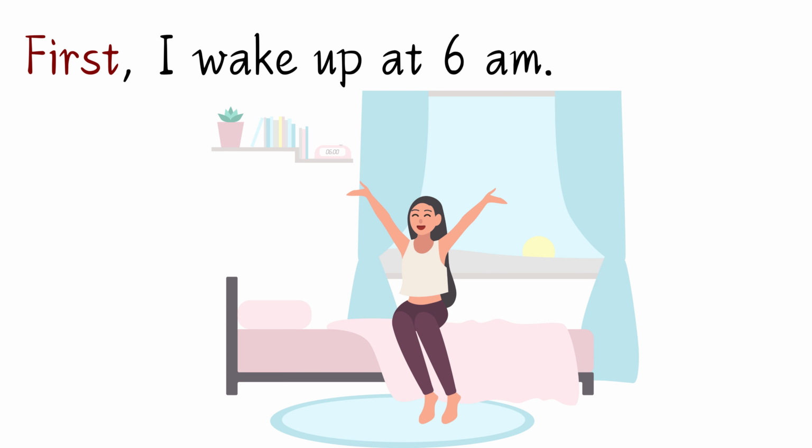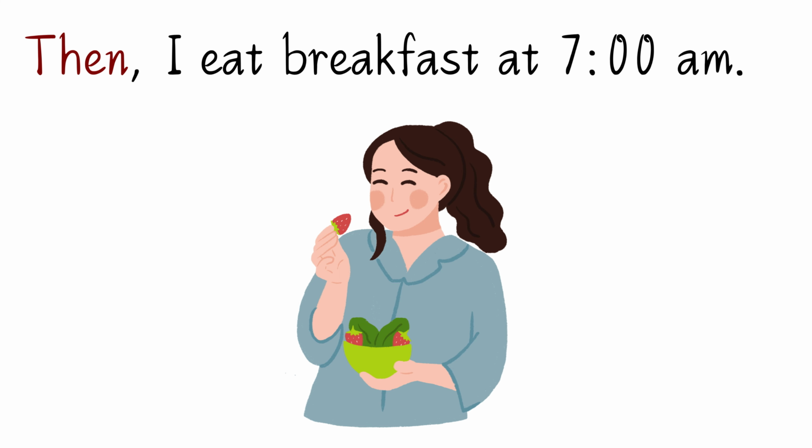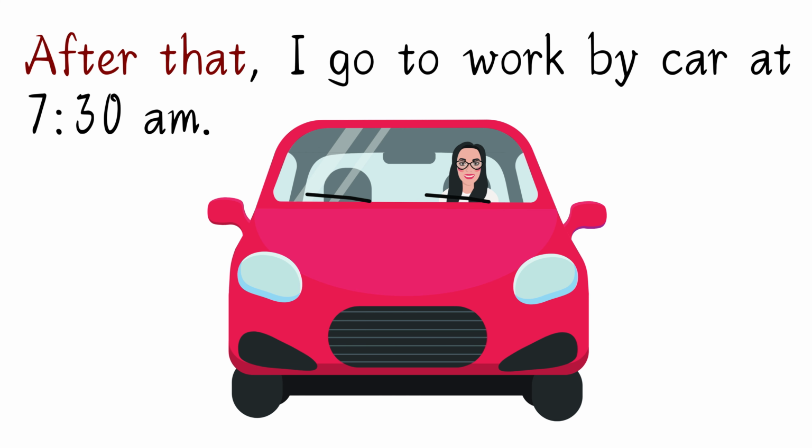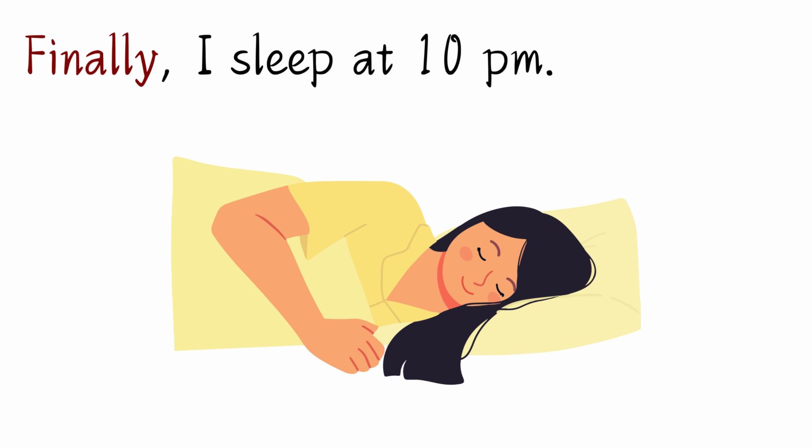First, I wake up at 6 a.m. Then, I eat breakfast at 7 a.m. After that, I go to work by car at 7:30 a.m. Next, I come home at 6 p.m. Finally, I sleep at 10 p.m.